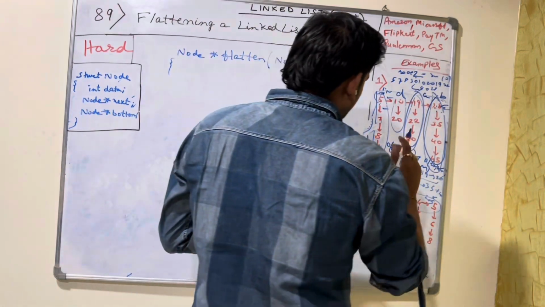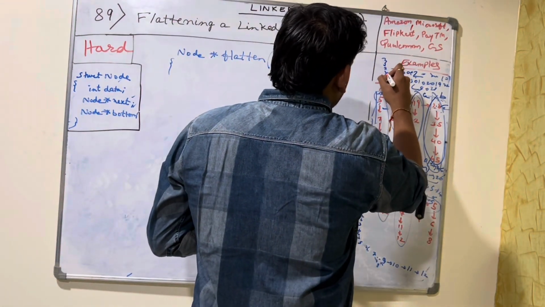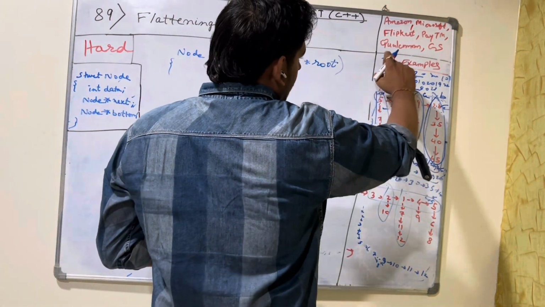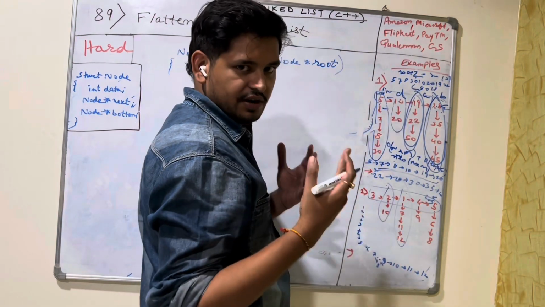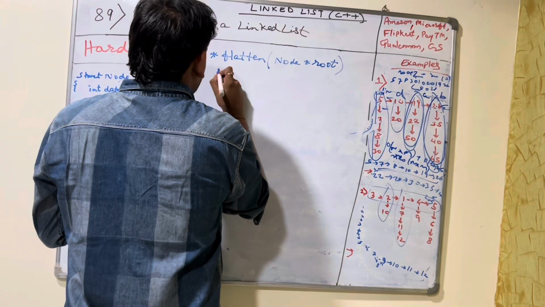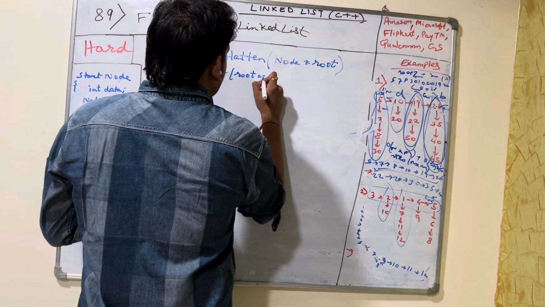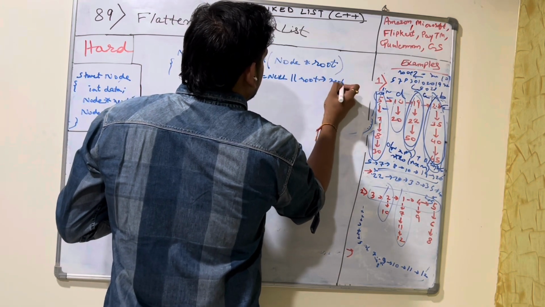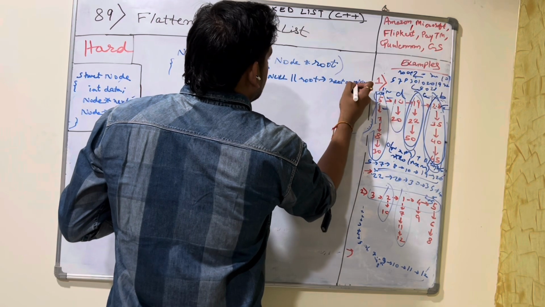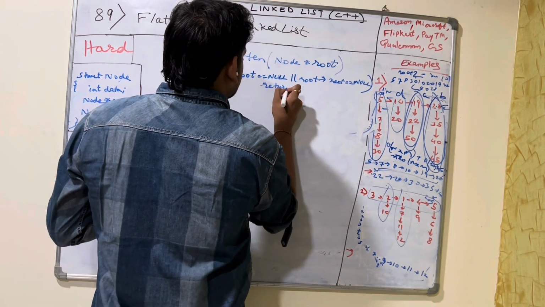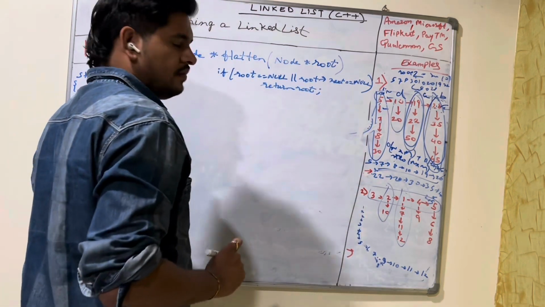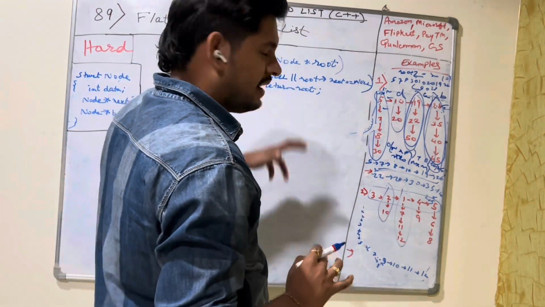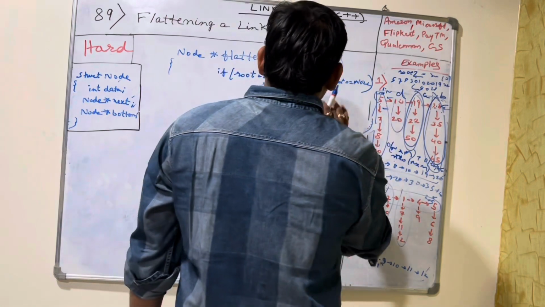Say for example, if there was only this one linked list, 3, 7, 8, then what would have happened? We would have returned this single linked list. Or if there were no elements, we would have returned null. So in that case, we can say that if root equals null, or root next equals null, then we return root. So this is our base case, and since this is a recursive function, as we already discussed, this is our base case.